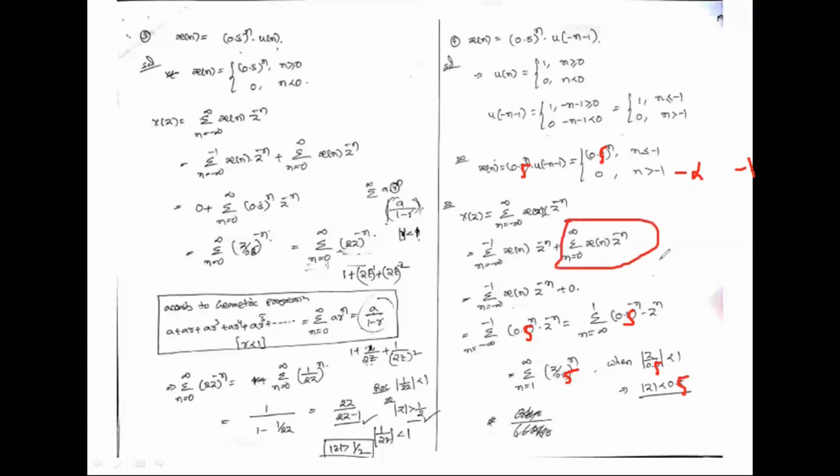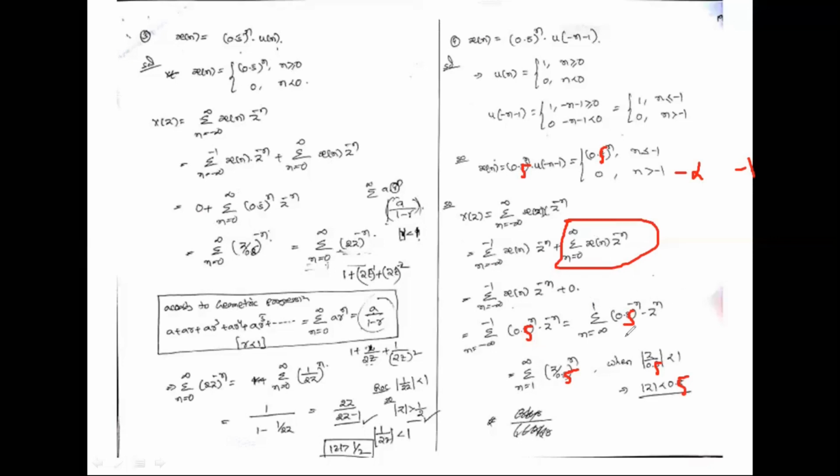So the second term, whatever we have, is 0, because it is a left-sided sequence: n from minus infinity to minus 1 of x of n z power minus n, that is minus 1 to infinity of 0.5 whole power n z power minus n. Here you have to remember, I am changing the limits from negative to positive, and the powers from positive to negative. So minus 1 becomes plus 1, minus infinity becomes plus infinity, 0.5 power n becomes power minus n, and z power minus n becomes z power n. The limits' signs change, and the power also changes in that summation.